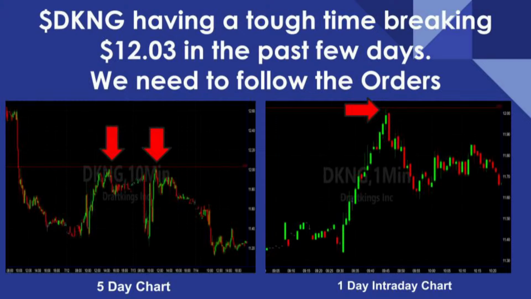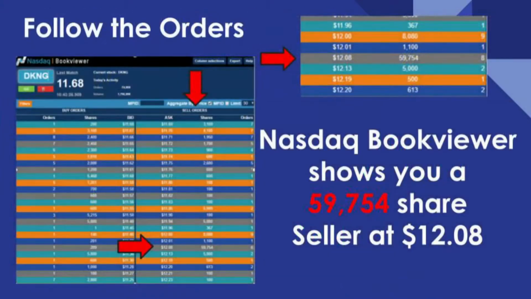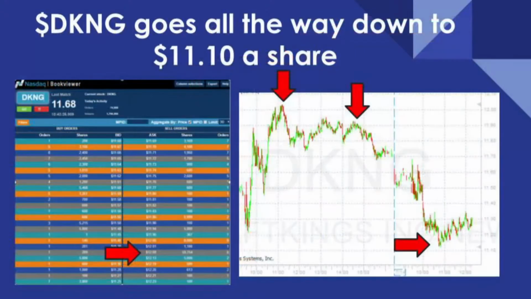And you could see that with the 5-day chart, it constantly had this problem of breaking this resistance level. Once again, everybody wants to know, what is that resistance level? But when you look at the Nasdaq total view, it would make perfect sense. There is literally a 59,000 share seller. Once again, 300 shares, 500 shares, there are orders all over the place. But you could see there's a major resistance. And if you were not prepared, Jill, at that resistance, boom, the stock took a big hit. And then all of a sudden, that profit becomes a loss.